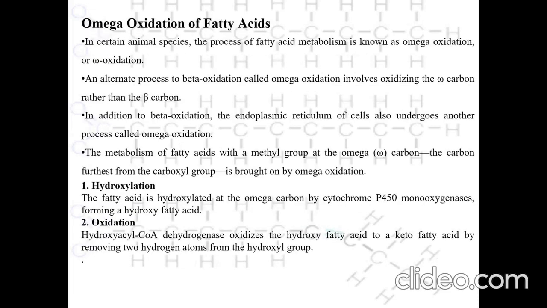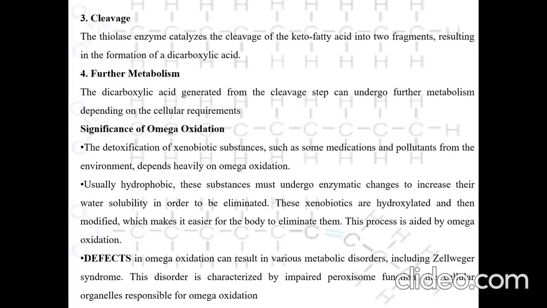The last one is the omega oxidation of fatty acids. In certain animal species, this process of fatty acid metabolism is known as omega oxidation. An alternate process to beta oxidation, omega oxidation involves oxidizing the omega carbon rather than the beta carbon. In addition to beta oxidation, the endoplasmic reticulum of the cells also undergoes this process. The metabolism of fatty acids with a methyl group undergoes omega oxidation. The steps involved are hydroxylation, oxidation, cleavage, and further metabolism.